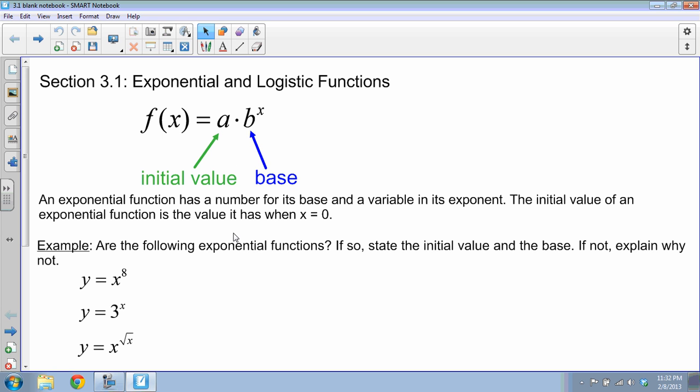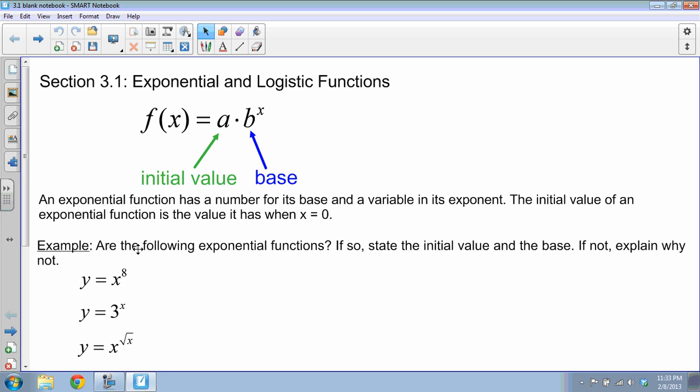So an exponential function, the way we know that that's what it's classified as is that it has a number for its base. It could be a normal looking number like 2 or 3, or it can be a fraction, but it just has to have a number for its base and a variable in its exponent. And there can be other things in the exponent as well, but at the very least we have to have a variable in there.